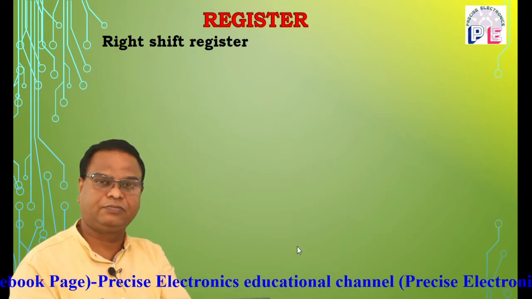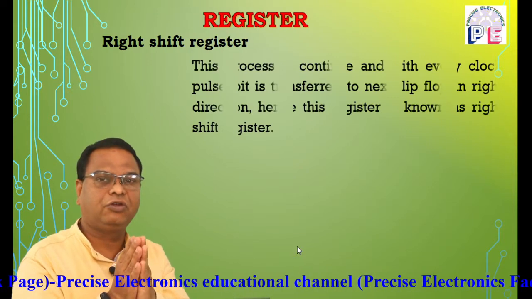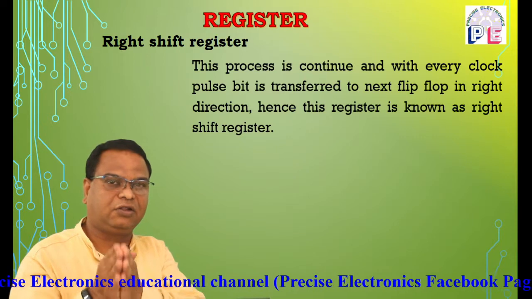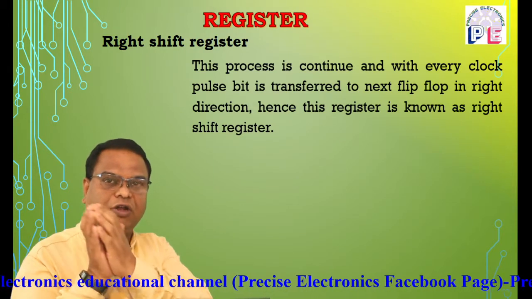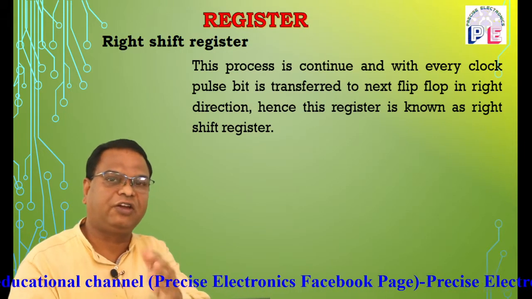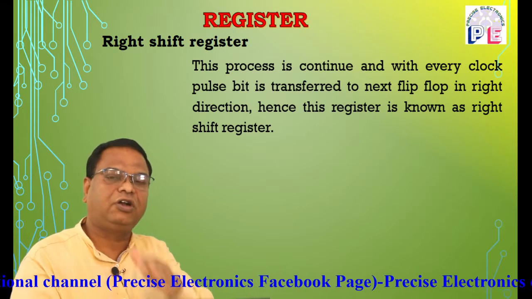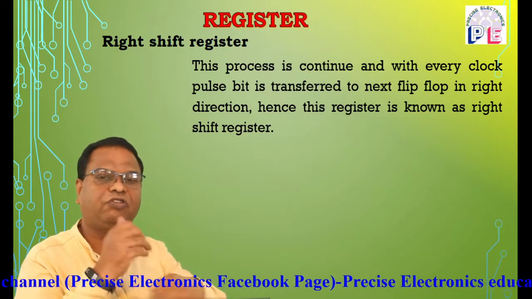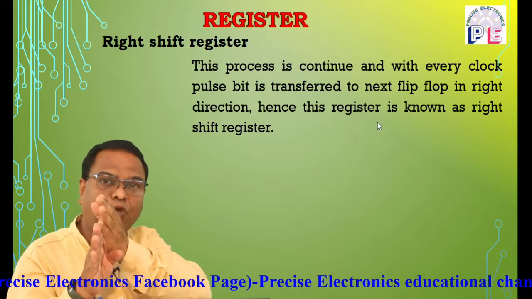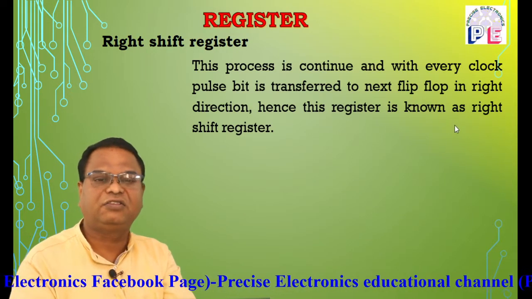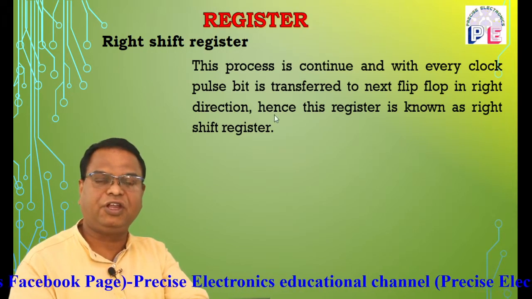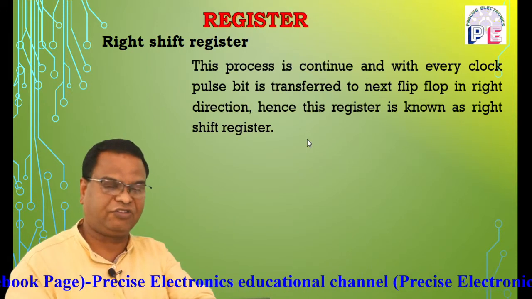This process remains continuous. That means with every clock pulse, the bit in the data input is shifted in the first flip flop. The bits stored in the first shifted to the second, bits stored in the second shifted to the third, and third shifted to the fourth. This process remains continuous. And in this case, the bit is moving toward the right hand side. That's why it is known as right shift register. It is right shift register in which the bits move in this right hand direction.